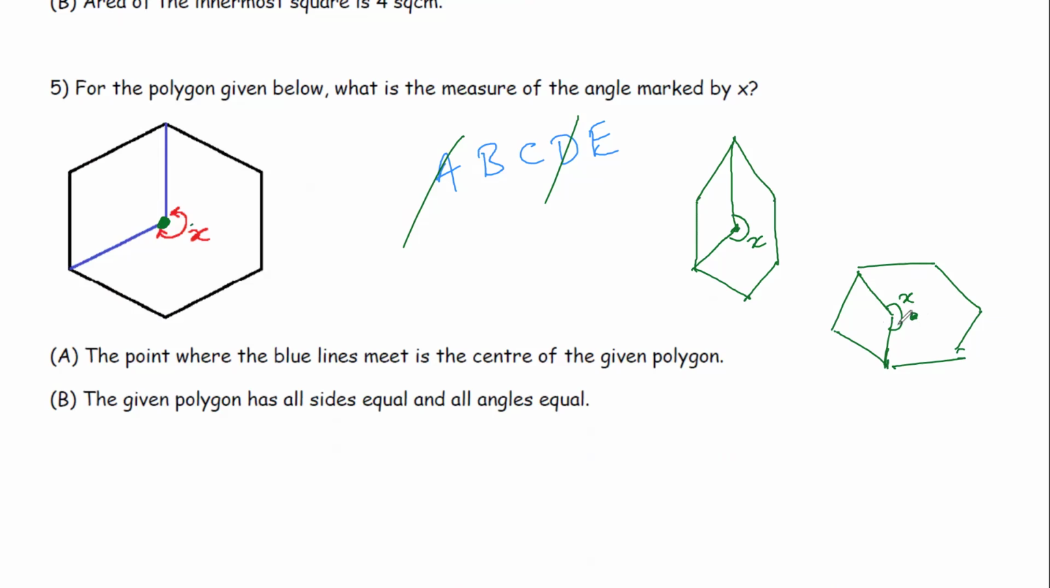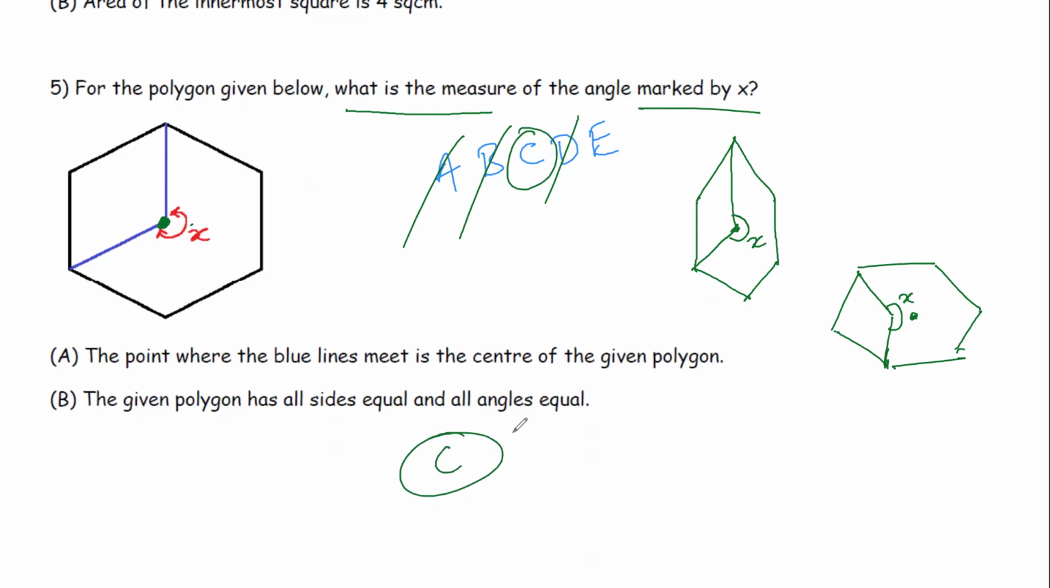So from the statement, in the question, what is the measure of the angle marked X? In the question itself, it doesn't tell us whether the X is at the center or not. So it's only the first statement that's telling us that. So B is out. Taking both together, we get to the answer.